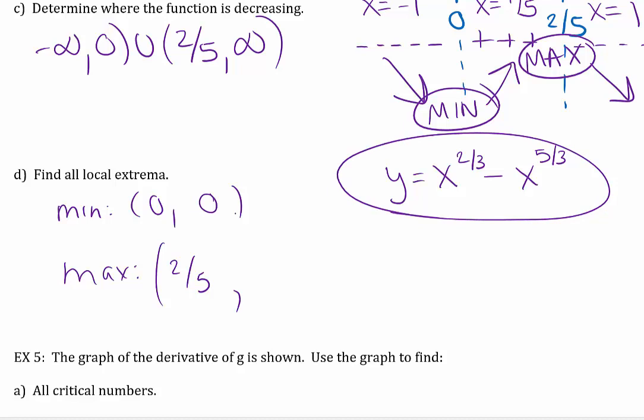And my max, I take 2/5 and plug it into the original function. I put this into my calculator, and rounding to the nearest hundredth, I got 0.33. Now, if you were to graph this function, because x equals 0 is a place where the derivative is undefined, there should actually be a sharp point on the graph there. Whereas at x equal 2/5, that's a place where the derivative is 0, so that would be a place where there's a horizontal tangent line.